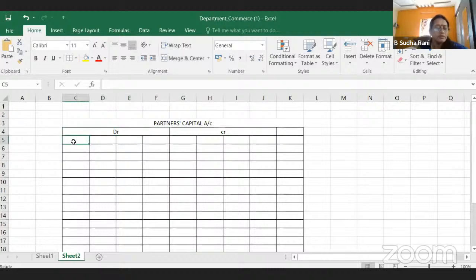What we get is particulars, no date column, because we are preparing at the year ending, so we don't write the date column. We will take two amount columns. LF is also not necessary actually.